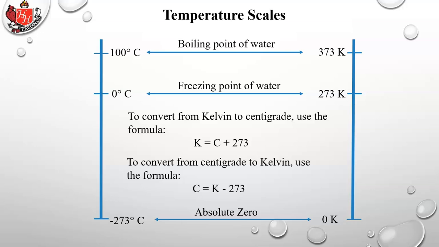So if you need to convert, it's a very simple conversion. To get to Kelvin, you take the centigrade and you add 273. To get to centigrade from Kelvin, you take the Kelvin and you subtract 273. A lot of the formulas we use will be in Kelvin, and particularly one called the ideal gas law, and therefore if you're given the temperature in centigrade, you'll have to convert to Kelvin.